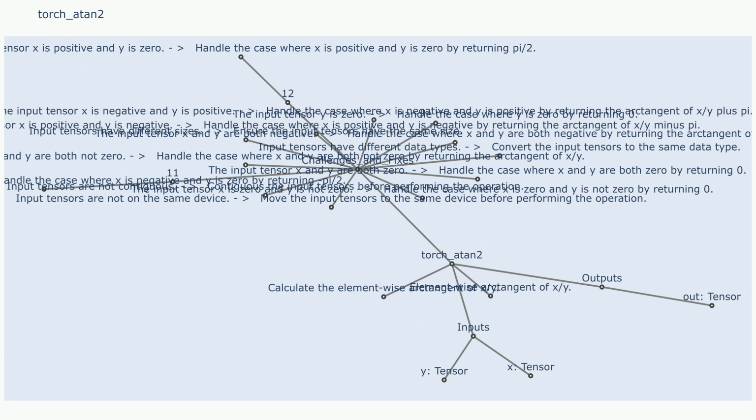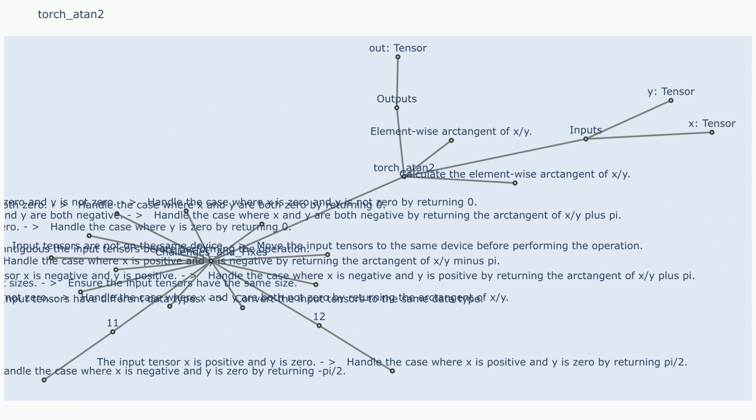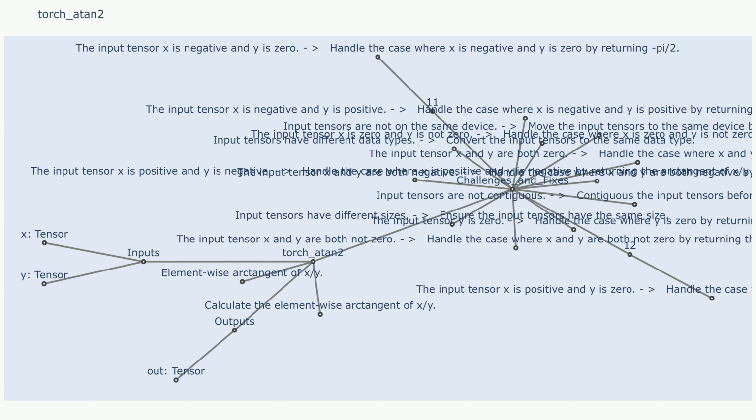Steps. Step 1. For each element in the input tensors, the function calculates the ratio of the corresponding y and x values. Step 2. The arctangent function is then applied to this ratio, resulting in the angle in radians.